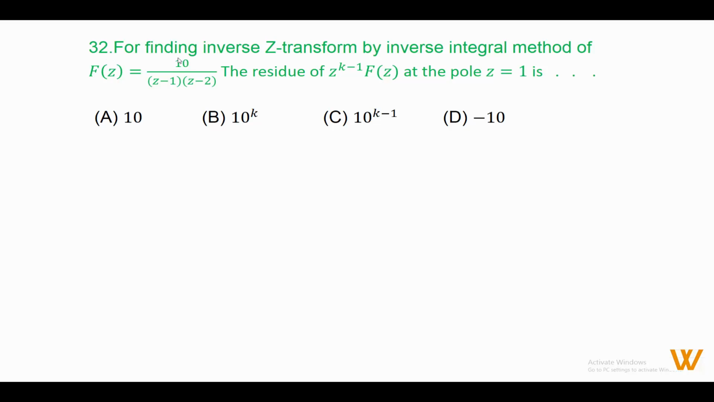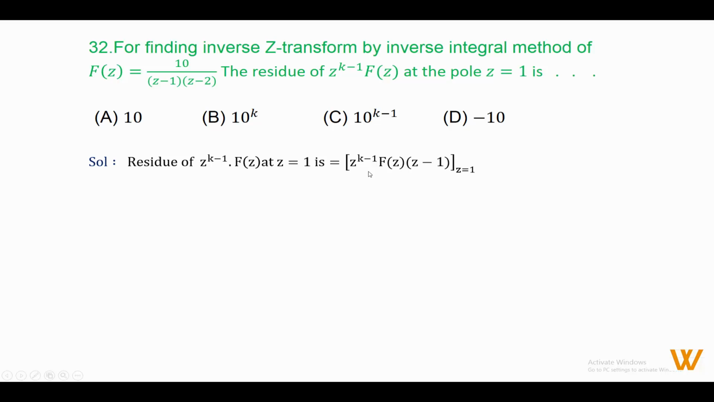Next, 32. For finding inverse z transform by inverse integral method of f(z) equal to 10 upon z minus 1 into z minus 2, the residue of z raised to k minus 1 f(z) at the pole z equal to 1 is dash dash dash. Means find the residue of z raised to k minus 1 f(z) at the pole z equal to 1. We know the formula. Residue of z raised to k minus 1 f(z) at the pole z equal to 1 is equal to, inside the bracket, z raised to k minus 1 into f(z), and the pole is z minus 1, so into z minus 1 at point z equal to 1.